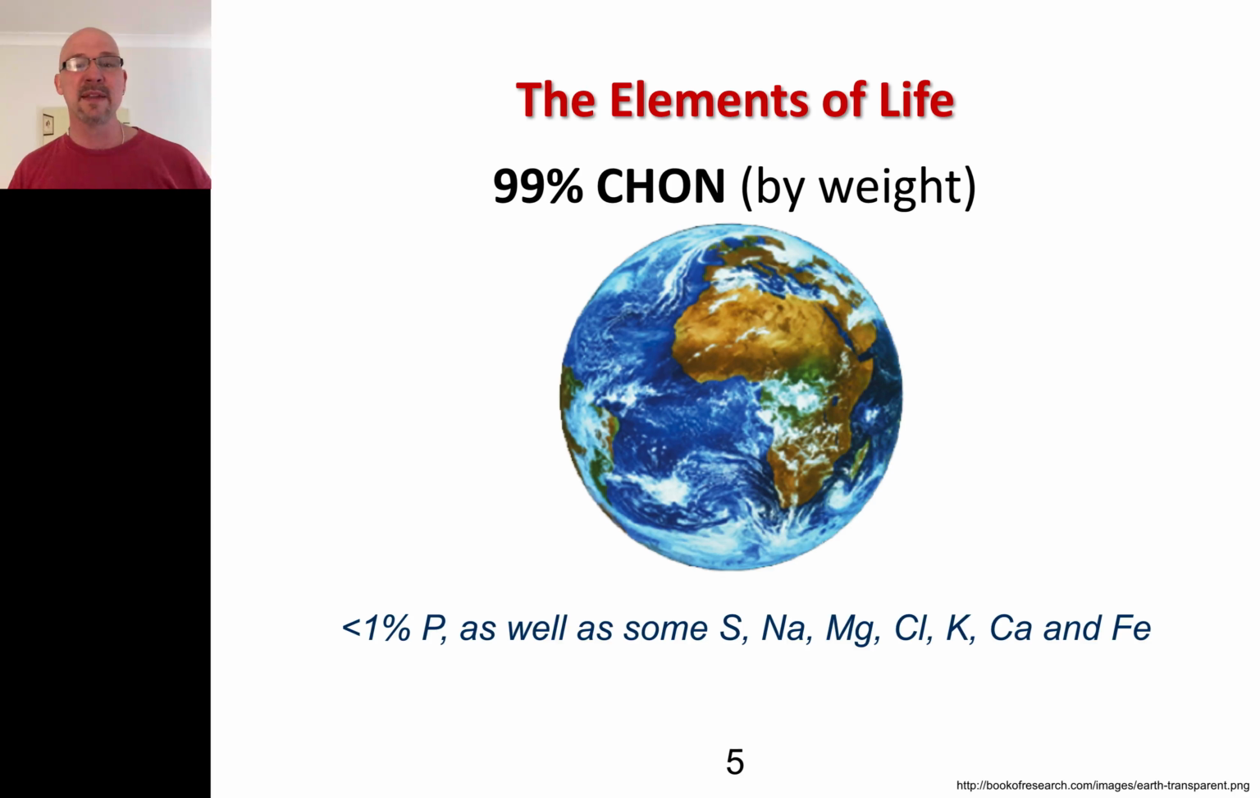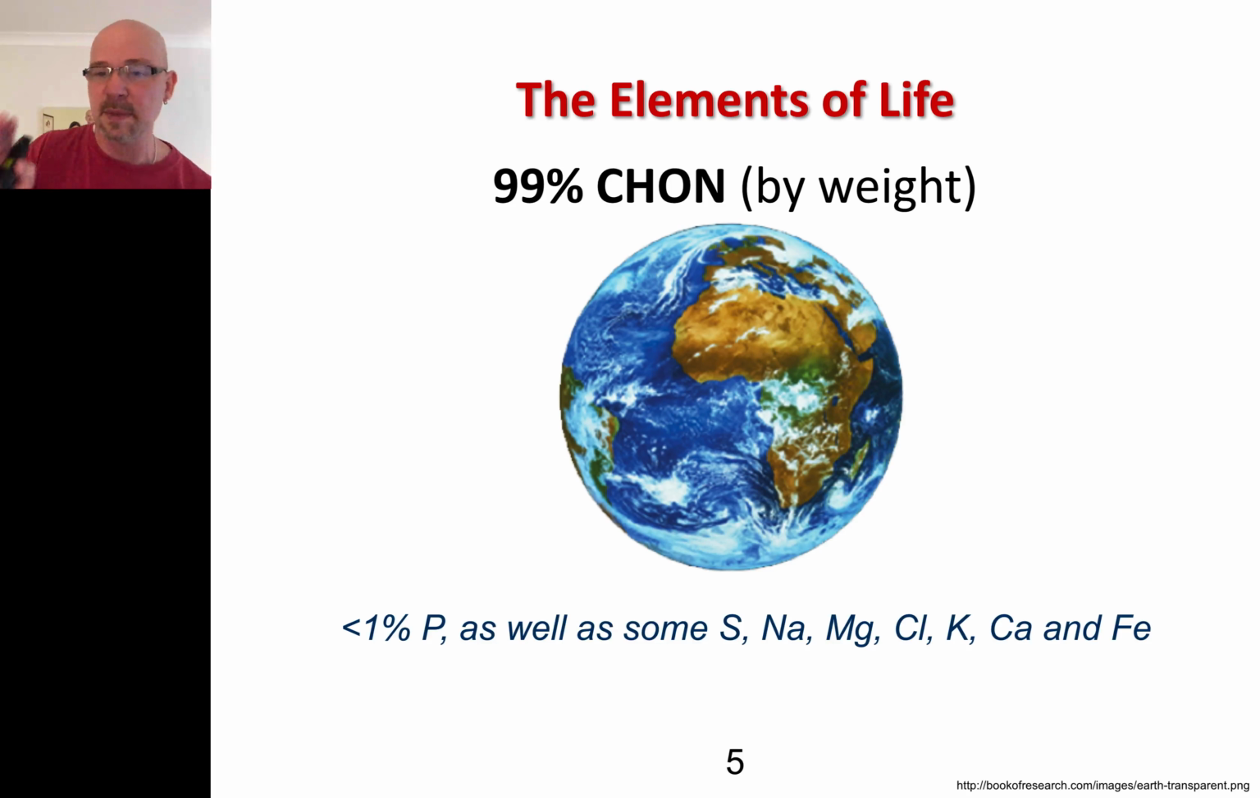Less than 1% of that is some phosphorus, sulfur, sodium, magnesium, chloride, potassium, calcium, and iron. So there's other trace elements. There's a little bit of spices in us. But mostly, you are CHON. That's what you're made out of.